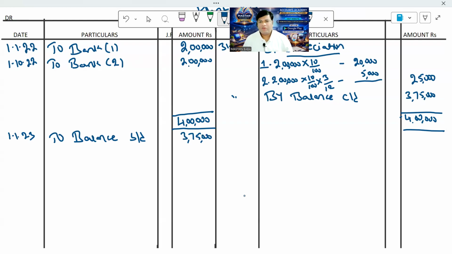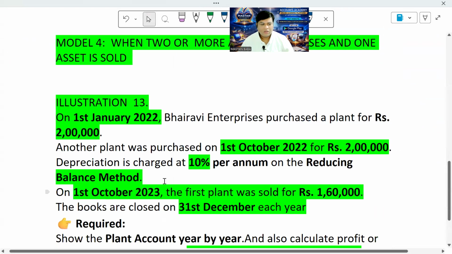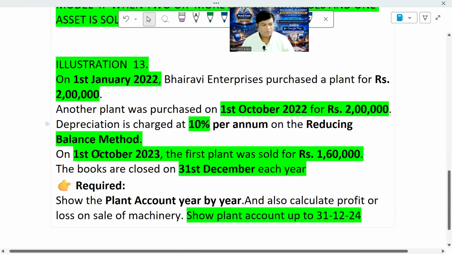3,75,000. And you should be very, very careful because in 2023 they sold the machinery. Just I'm revising once again. Another plant was purchased on 1st October 2022 that has been considered. Here just go through it. On 1st October 2023, the first plant was sold for 1,60,000.